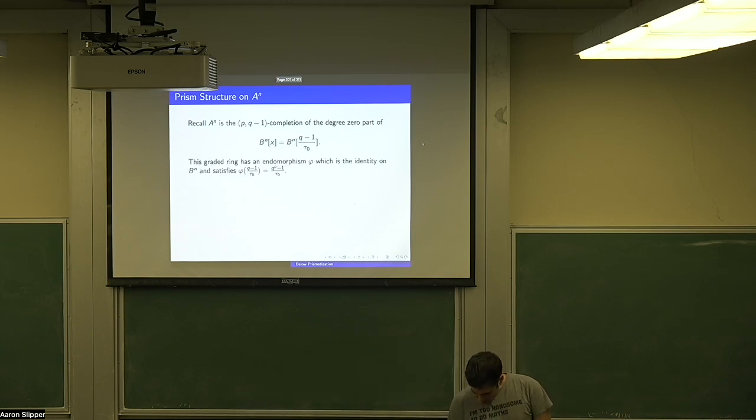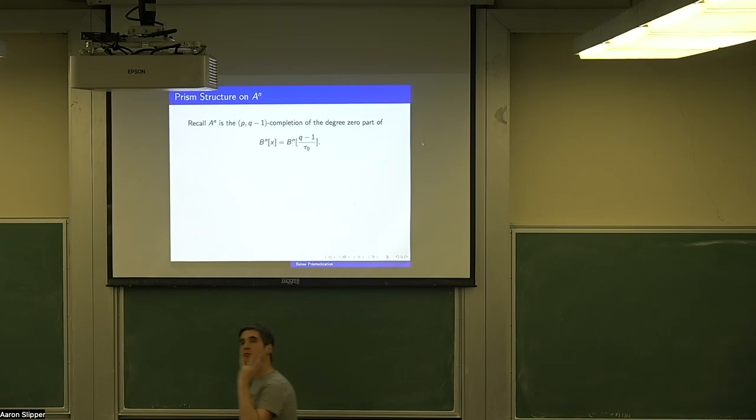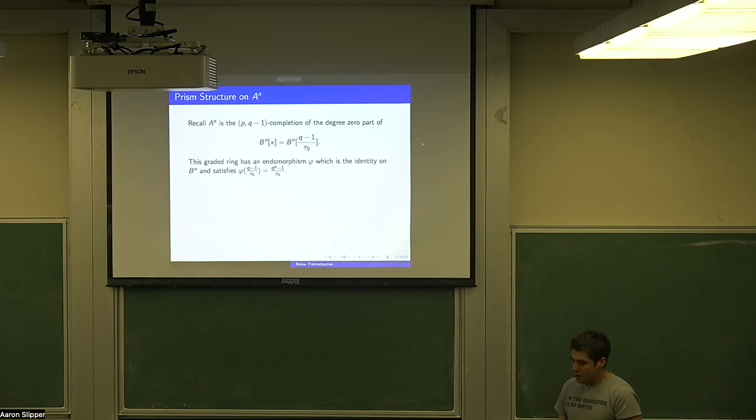And now I just want to observe, we want to promote this to a prism. So the first thing we want to do is make A sub n into a delta ring. We need to equip it with the lift of Frobenius. And actually, there's something that we can write down before we pass to degree 0. This graded ring B sub n adjoin x has an endomorphism phi.